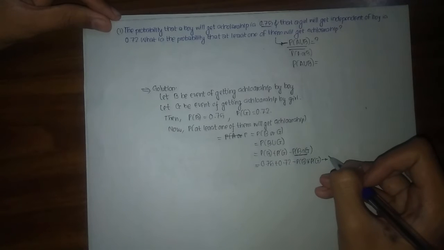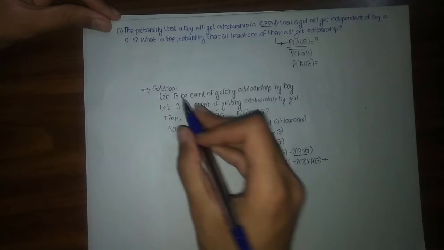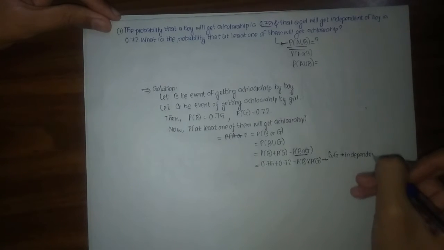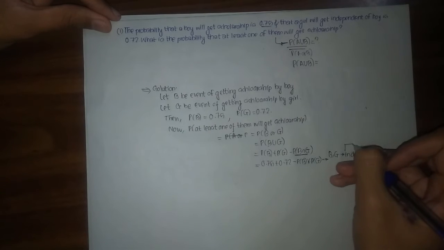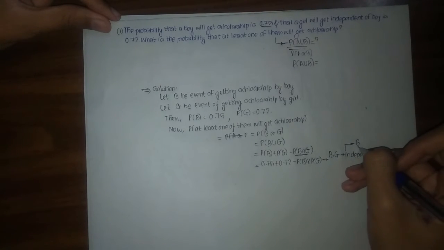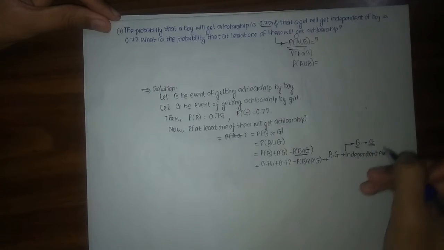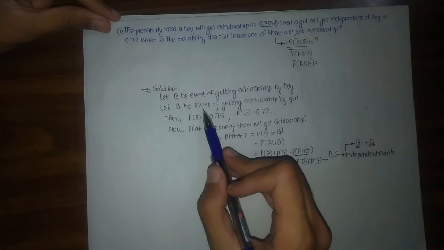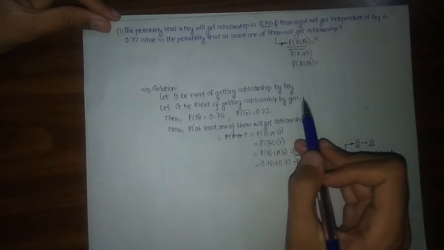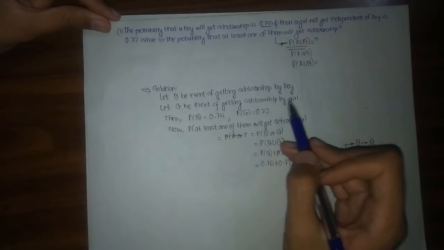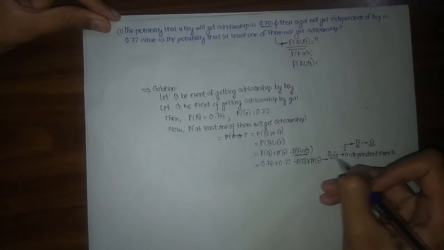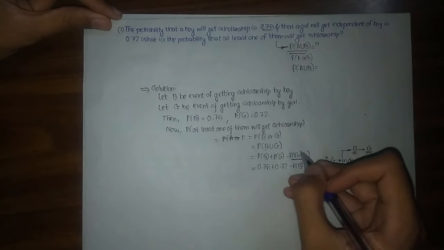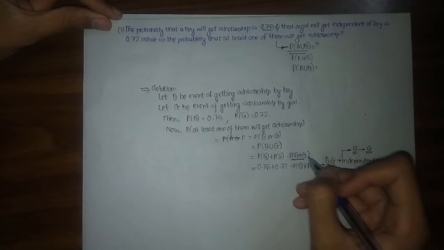For our case of independent events, as you can see over here, both the events B and G are independent events. And what does independent events mean? Independent events means the occurrence of event B will not affect the occurrence of event G, which means the event of getting a scholarship by a boy will not affect the event of getting a scholarship by a girl, and vice versa. Such events which do not depend upon each other are called independent events. And for independent events, P(B intersection G) equals P(B) into P(G).